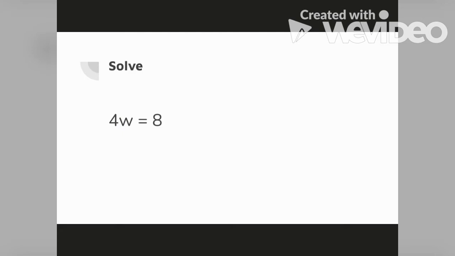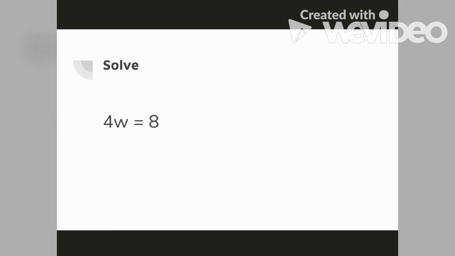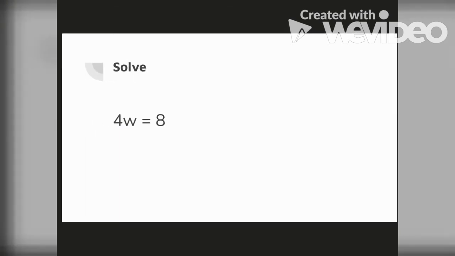Alright, so here is another equation. What we're going to do is, we know that this is multiplication. So let's do the inverse.